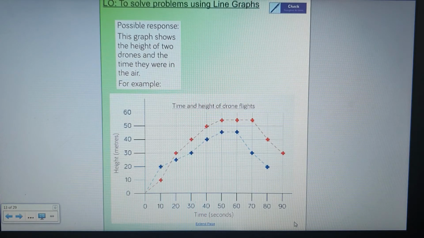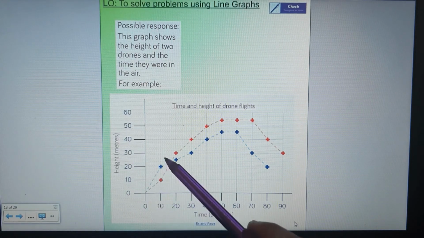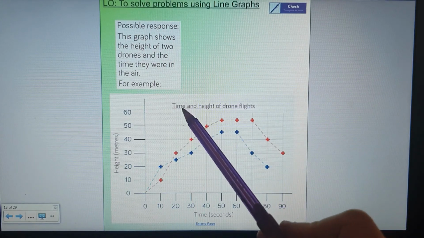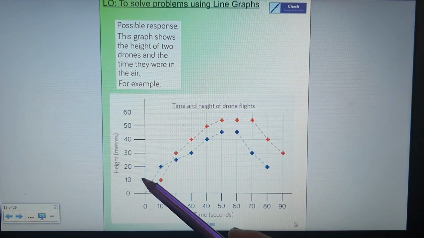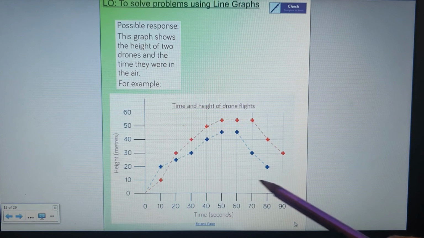Okay, so this is just one possible answer. There are many, many ones. So you could have had time in seconds down here. Could have been minutes or something else. And this one said height in meters because it was going up. And this one is to show the time and height of drone flights. So they've tracked how high they've gone during the amount of time they're flying.